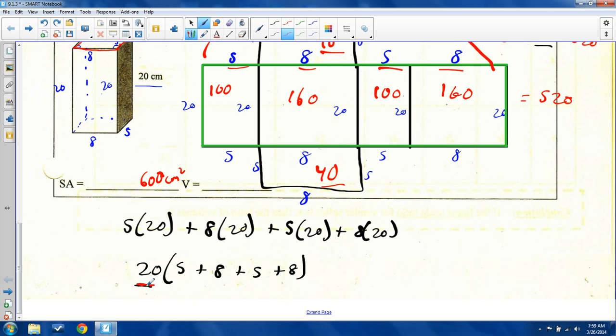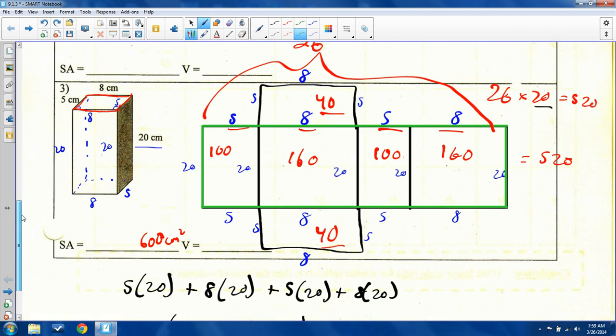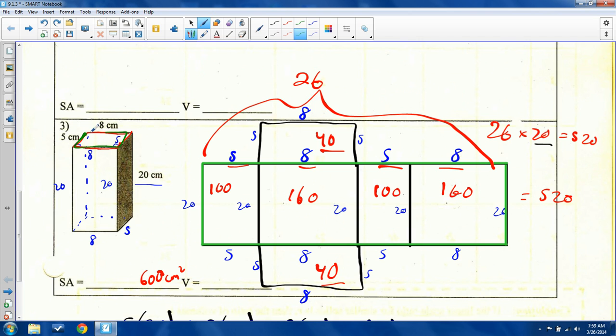Let's do this in a different color. This is height. And this is the perimeter of your base. And by base, I mean this top guy or this bottom guy. It doesn't matter. Perimeter of the base.